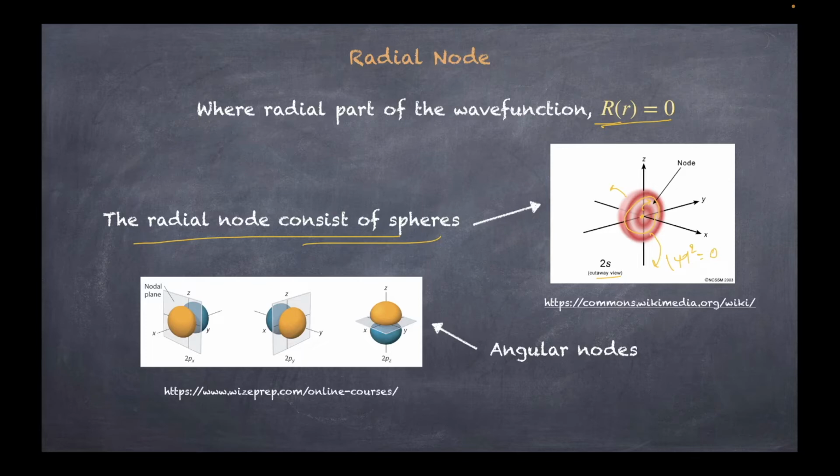Now this is the schematic representation of the 2p orbitals, that means 2px, 2py and 2pz. Here the principal quantum number n equals 2, and for these 3 orbitals there are no radial nodes. There are nodal planes here, so these are the angular nodes.